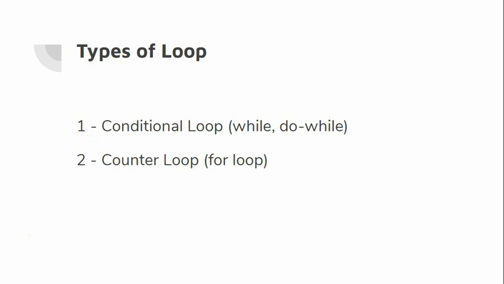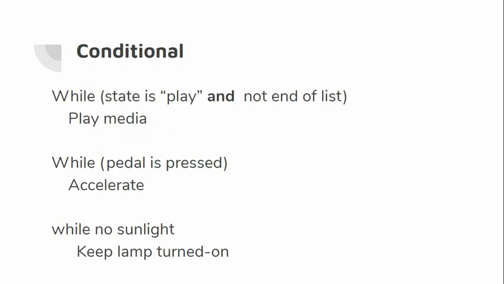So types of loop: there are two basic types of loop, conditional loop and counter loop. I will explain with an example. While state is play and not the end of playlist, play media. So it will keep playing the media as long as this condition is true, which is the state is play, like on a cassette player or on YouTube or something like that, and the playlist is not at the end, so there are still songs or whatever you have in the list, so this will keep playing.